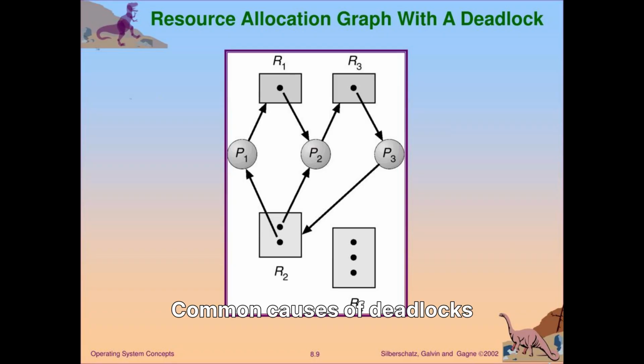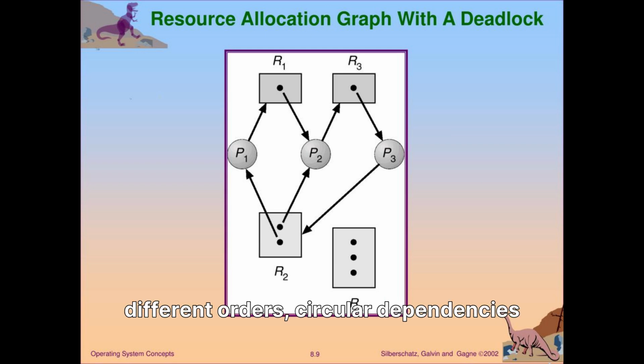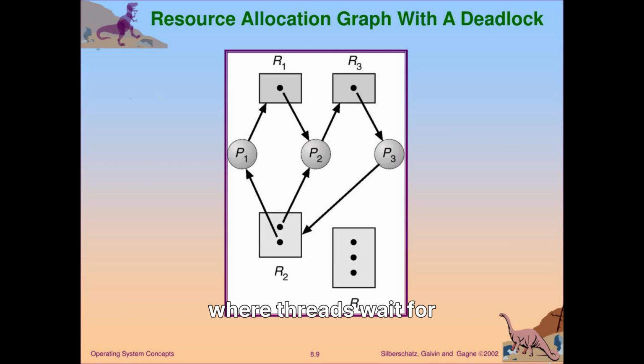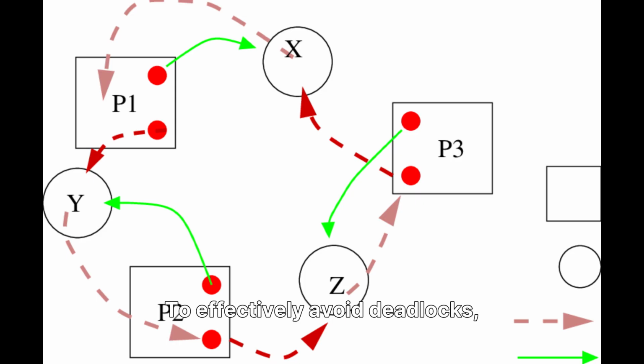Common causes of deadlocks include nested locks where locks are acquired in different orders, circular dependencies where threads wait for each other in a loop, and resource starvation, where a thread never gets the resources it needs. To effectively avoid deadlocks, always acquire locks in a consistent, predefined order across all threads and strictly avoid nested locks whenever possible. This breaks the circular wait condition.